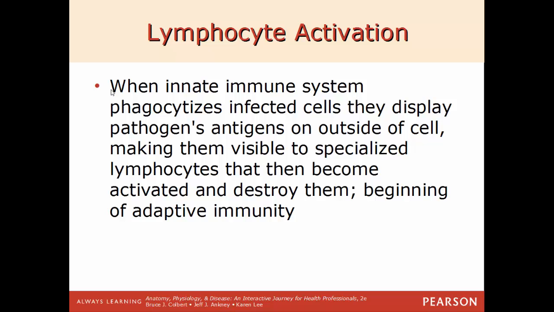So this is what I mean when I say the innate system and the adaptive system must work hand in hand. If the innate system doesn't go through this process, it can't activate and trigger the adaptive immunity. So you must have pathogens being engulfed, destroyed, and then a piece of that stuck on the surface of the phagocytotic cell to present it for your adaptive immune system to be able to be activated.